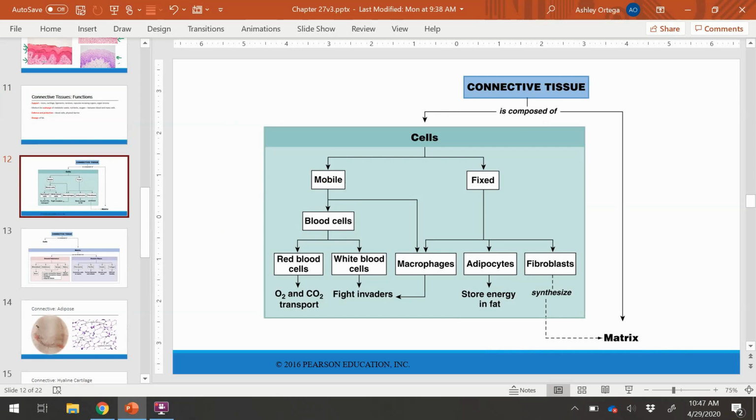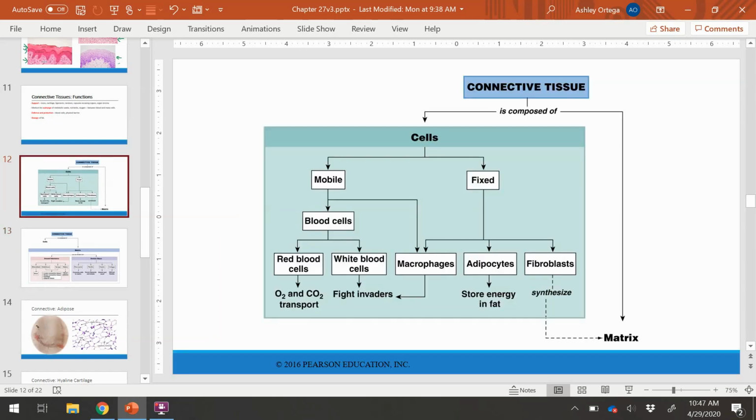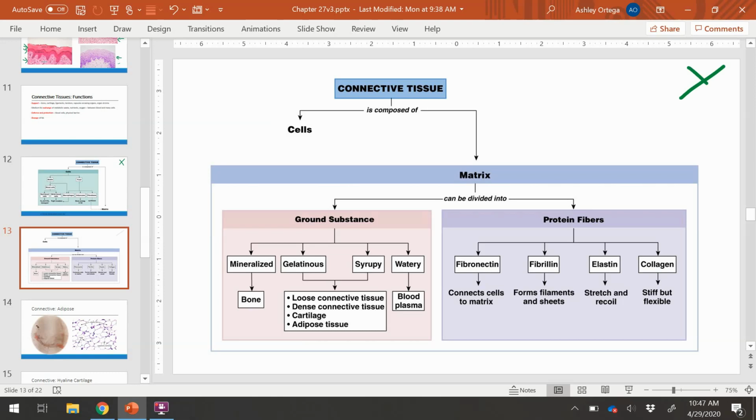And so the next two images here show you exactly how diverse connective tissue is. It's made up of cells, which are highlighted in green here, and then also the matrix, which is that fluid we were talking about at the beginning. This matrix can be further divided into ground substance and protein fibers. So these two images are very informative. They're not something I ask you to memorize, so don't memorize them, but do refer to them for your understanding of this section.